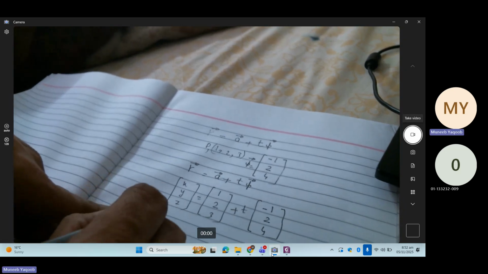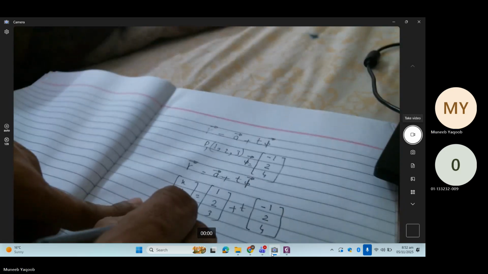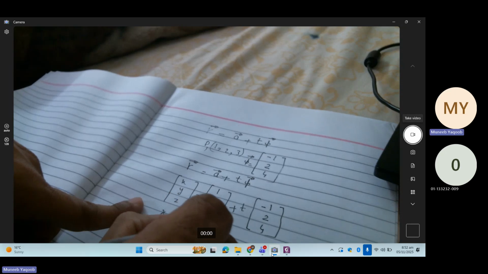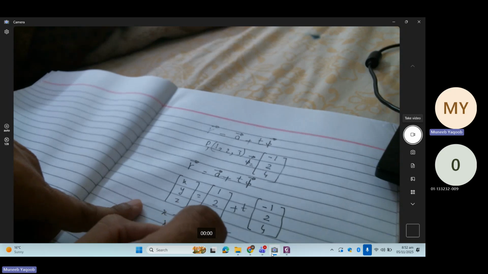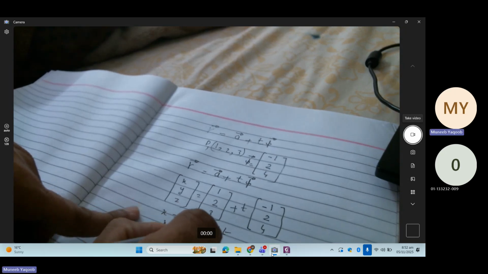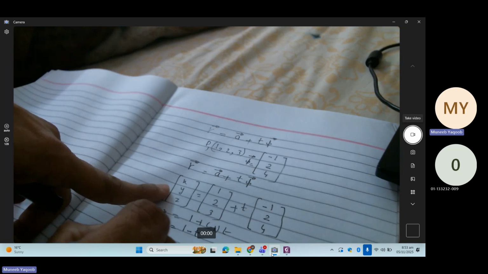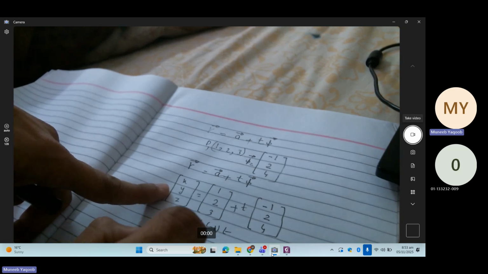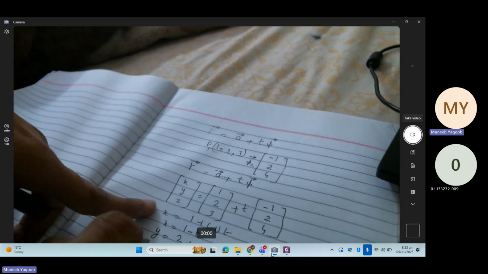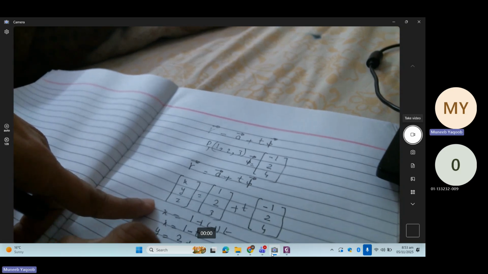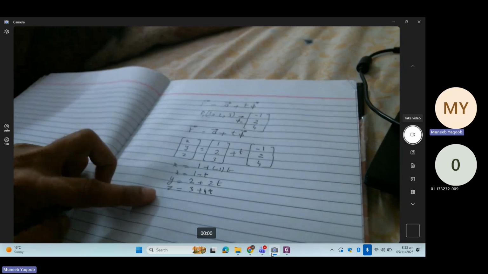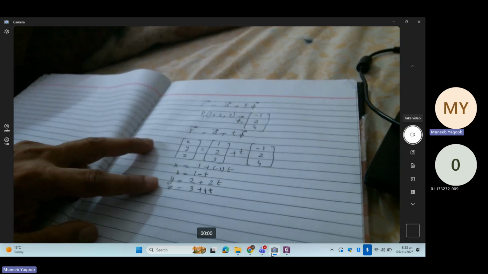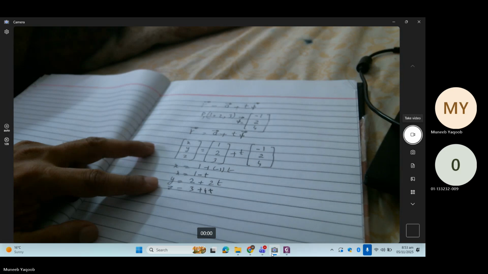The first parametric equation is x equals 1 plus -1 times t, that is x equals 1 minus the parameter t. Similarly for y, we can write y equals 2 plus 2t. And similarly for z, we can write z equals 3 plus 4t. So these are the three parametric equations that we can write for this straight line. Okay.